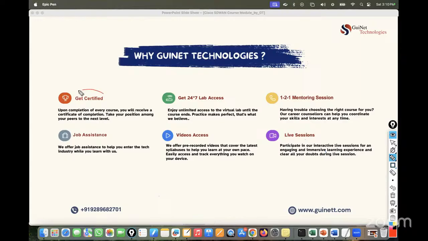Second thing, you are going to get certified. We are going to provide a completion certificate, and if you want to go for official certification after this training, that is also possible. You are going to get 24 into 7 lab access. You are going to get mentoring sessions. And one more important thing, guys, about the mentoring session and job assistance.